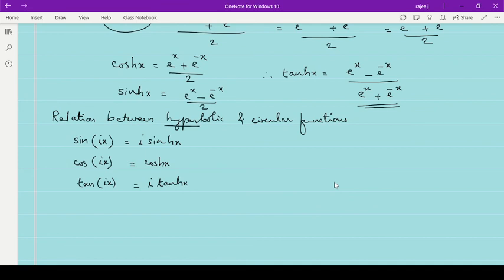Now if it is in the reverse way, that is sinh ix, this is given by i sin x. Similarly here also cosh ix is cos x, and tanh ix is i tan x.